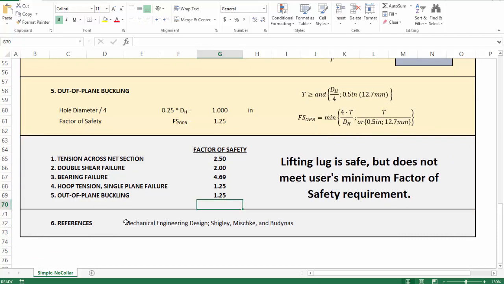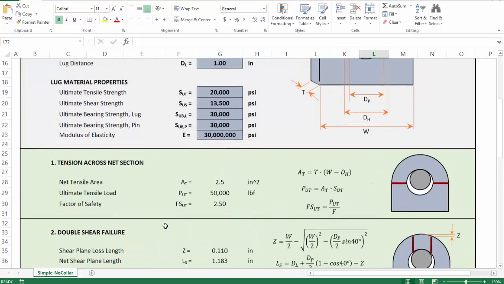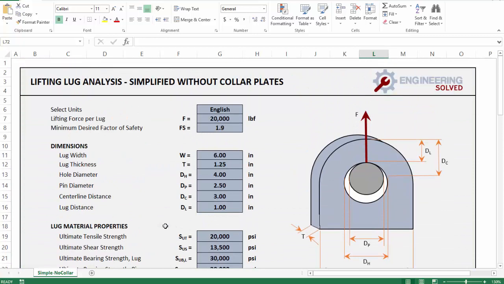The reference here is, of course, Shigley's Mechanical Engineering Design textbook. It's a great reference. I highly, highly, highly recommend that book. It's very dense. Lots of good stuff in that book. So yeah, check it out.